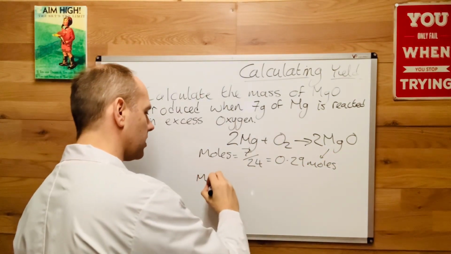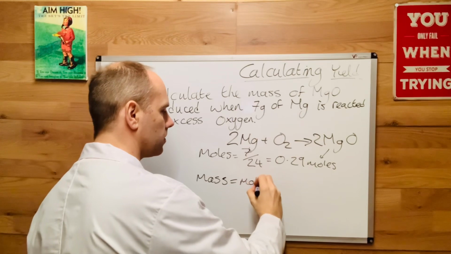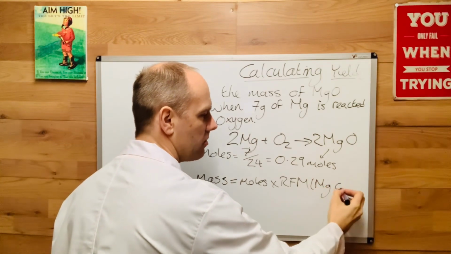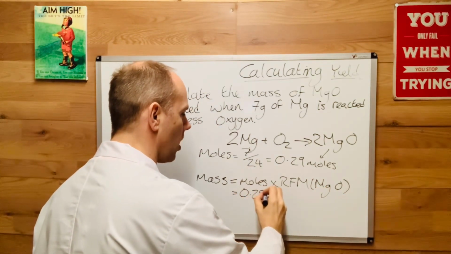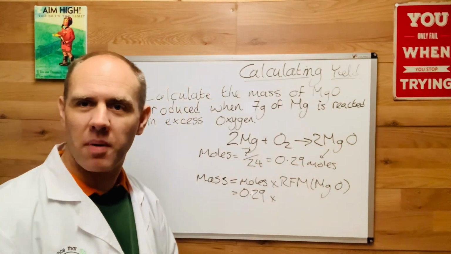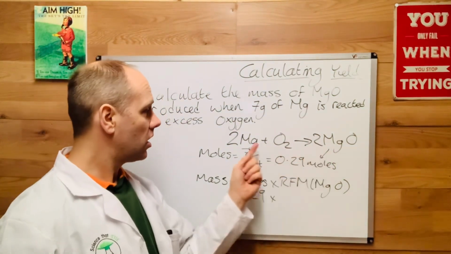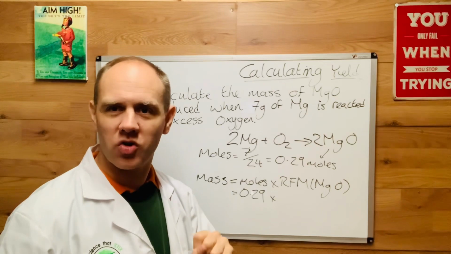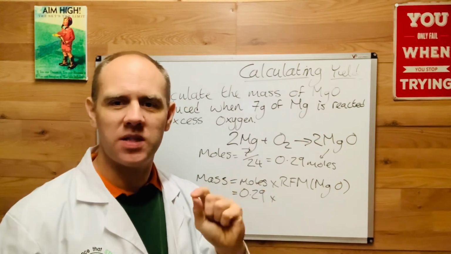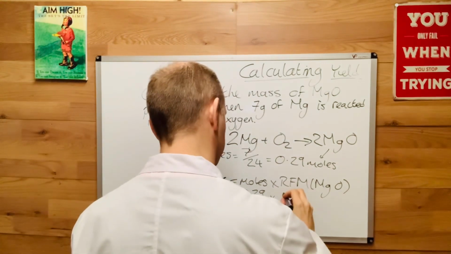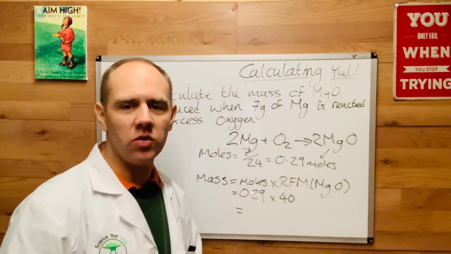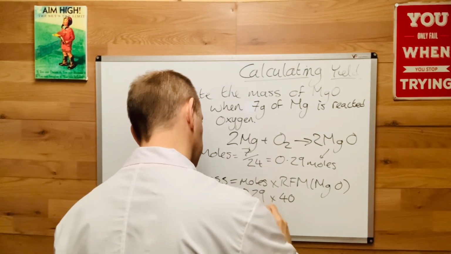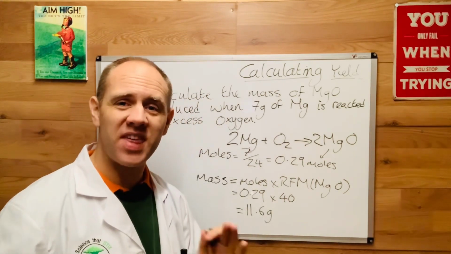Well, the mass is equal to the moles times by the relative formula mass. In this case, MgO. So I've got 0.29, and I'm going to multiply it by 24 add 16, because the relative atomic mass of magnesium is 24 and the relative atomic mass of oxygen is 16. 16 add 24 is 40. If we multiply the 2 together, we end up with 11.6 grams. That would be our theoretical yield.